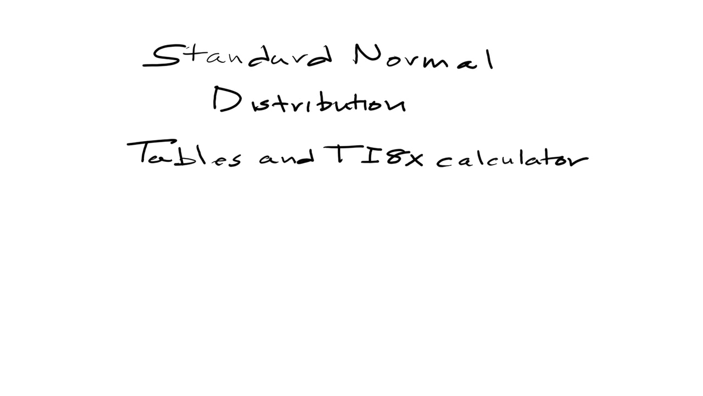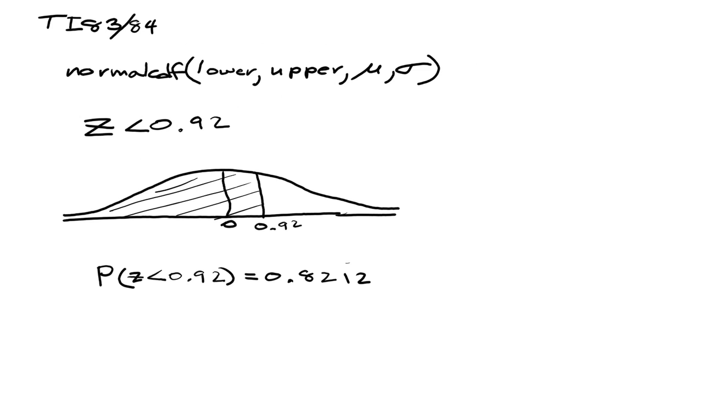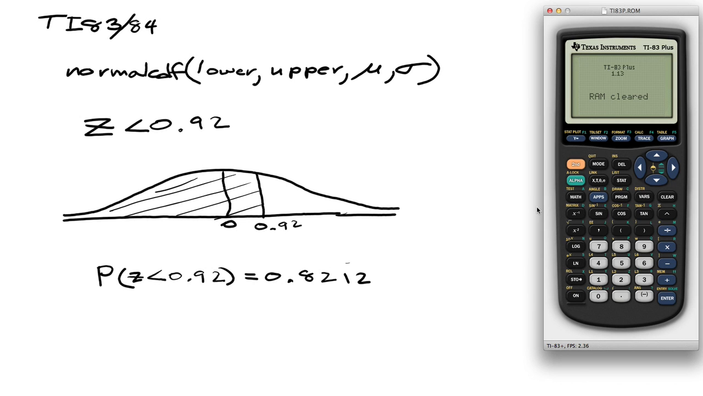All right, I have some problems here that are similar to the ones we did in class using the tables. What I want to do is go through the command using the calculator. There are two normal functions. You go into second vars, or second distribution, and there are two normal distribution functions, normalpdf and normalcdf. Normalpdf is the probability density function. Normalcdf is the cumulative density function, and it gives us the same information as our normal distribution tables.